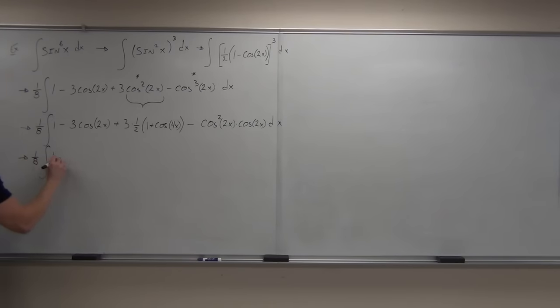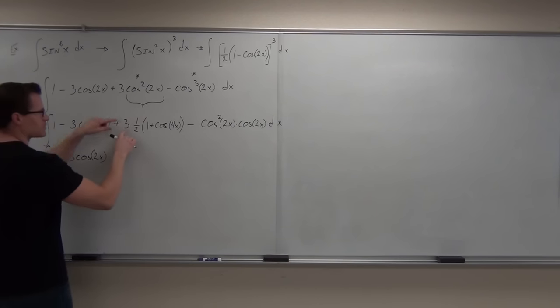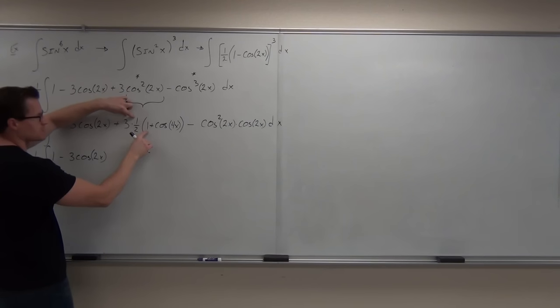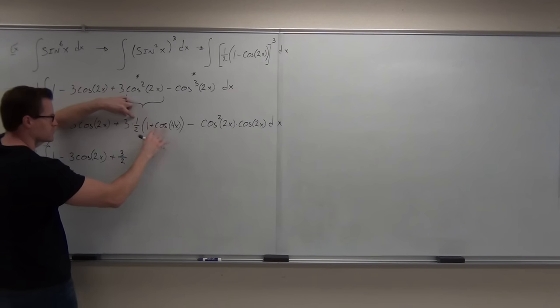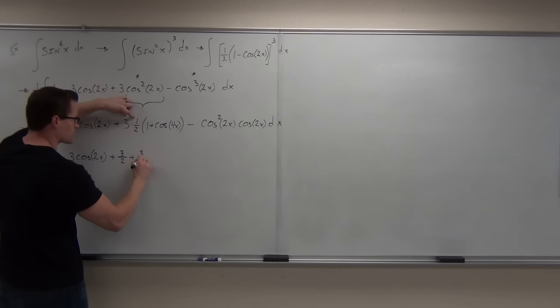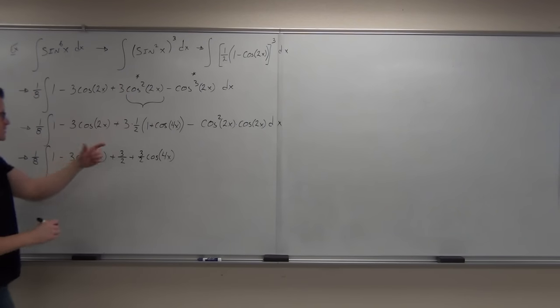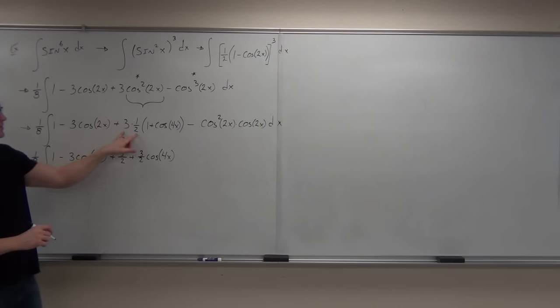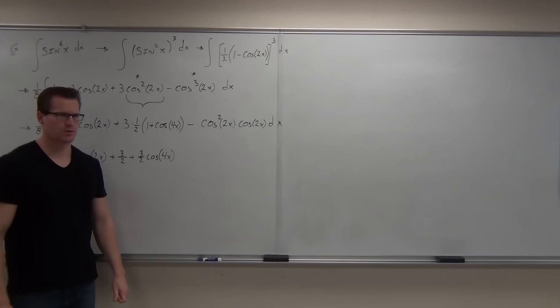We've got an integral. We've got a 1. We've got a minus 3 cosine 2x. We've got to check this out. This is 3 halves times 1, which is 3 halves. 3 halves times cosine 4x is 3 halves cosine 4x. So this is exactly the same. All I'm doing is distributing 3 halves. So we've got those two pieces.